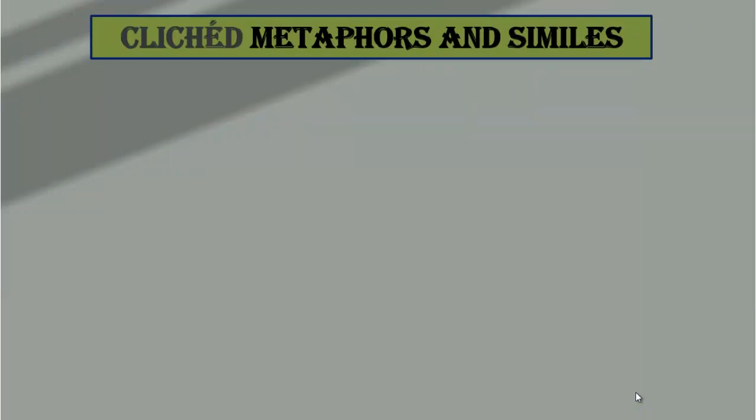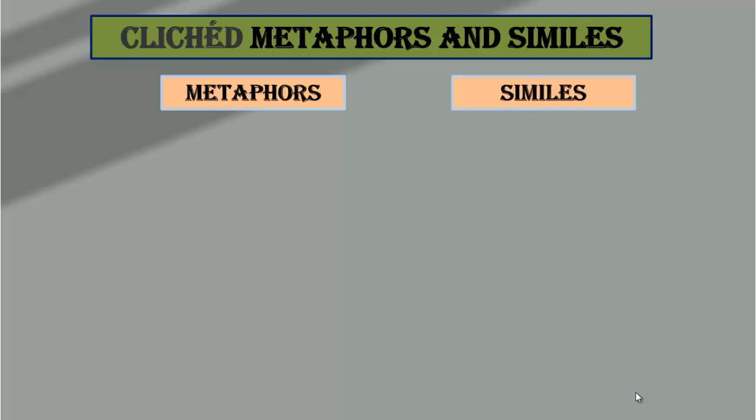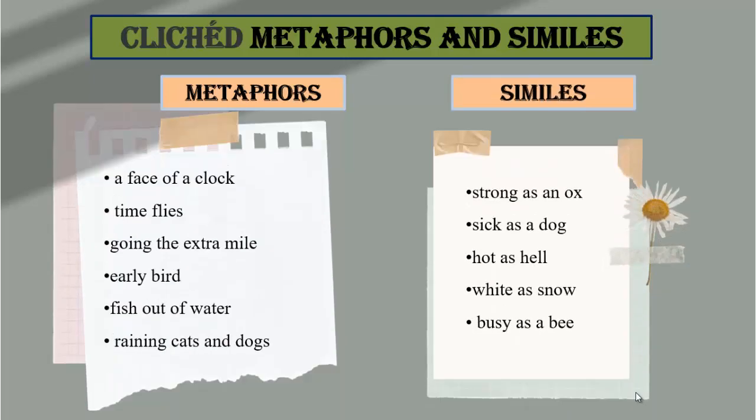The main problem is when they are overused. They become cliches. A cliche is a saying, image, or idea which has been used so much that it sounds terribly uncreative. Let's have a look at cliched metaphors and similes. The examples of cliched metaphors are a face of a clock, time flies, fish out of water, raining cats and dogs. All these metaphors have lost their initial and implied meaning due to their excessive use. Their non-literal meanings have become almost literal. Do you know that many famous sayings and idiomatic phrases take the form of metaphors because their meanings are not literal like metaphors? Like time flies is an idiom.